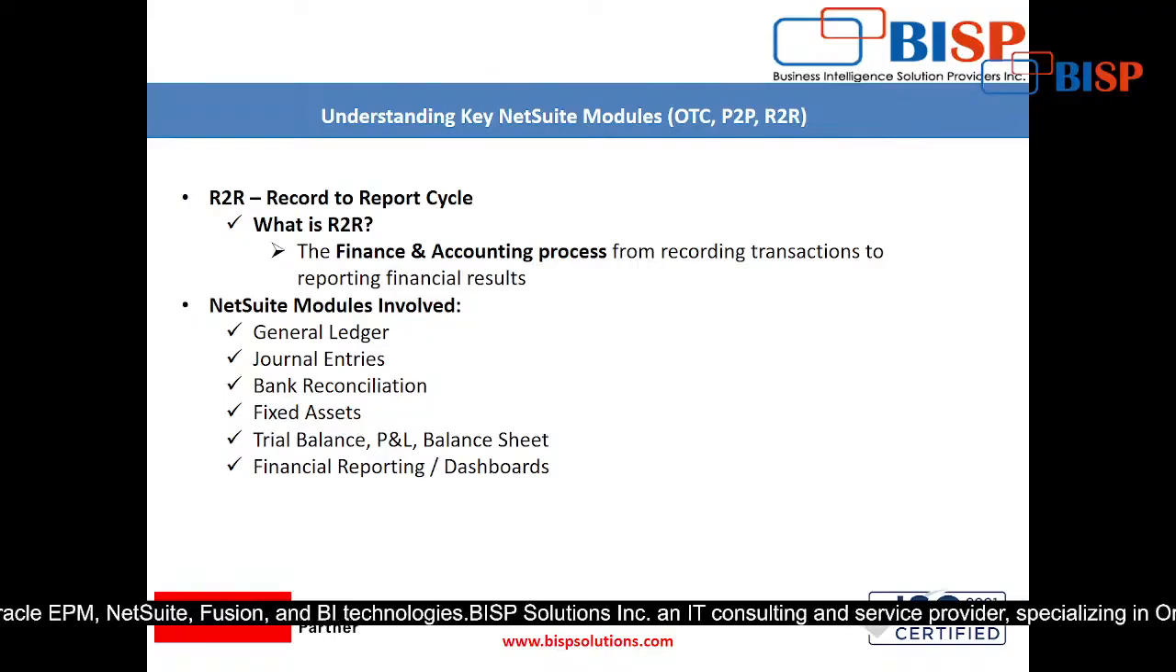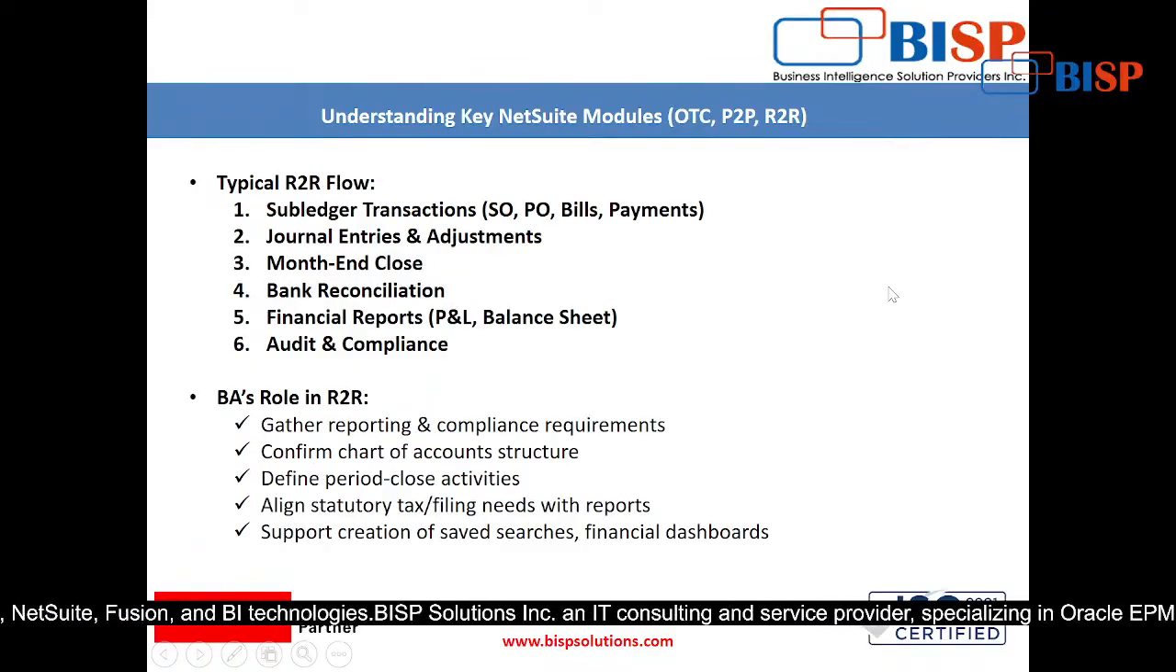After that, what will be the BA role in this? Again, the BA role is the same: gather information and collect all the related reports like chart of accounts, then define period close activity, align statutory tax filing needs with reports, and support creation of saved searches. The business analyst does all these tasks. So today we have seen how the business analyst does the process.